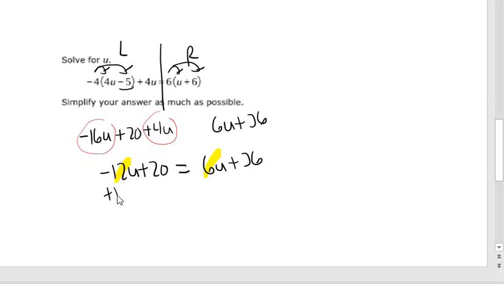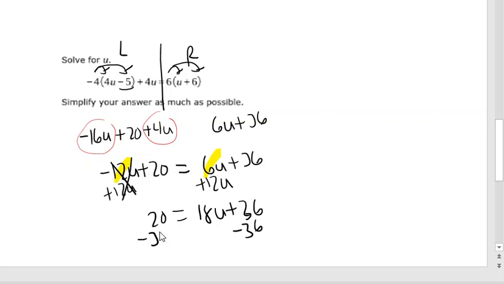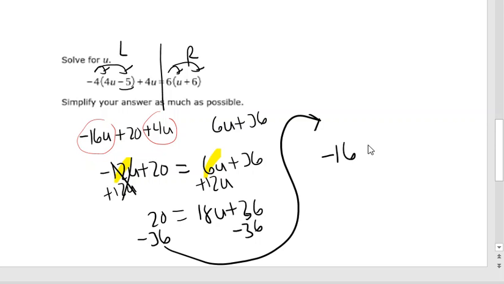Because I like to be left with something that's positive, I always choose whatever is going to give me something positive. So I'm going to add 12u to both sides. That cancels out this term, leaves me with just a 20. 6u plus 12u is 18u plus 36. And now we just subtract 36 from both sides. I'm running out of space here, so that gives me a negative 16. 20 minus 36 is a negative 16 equal to 18 times u. And then we divide by 18, and then we simplify.